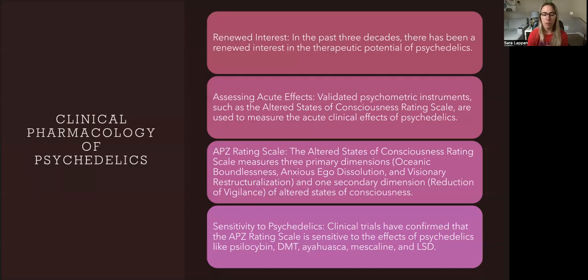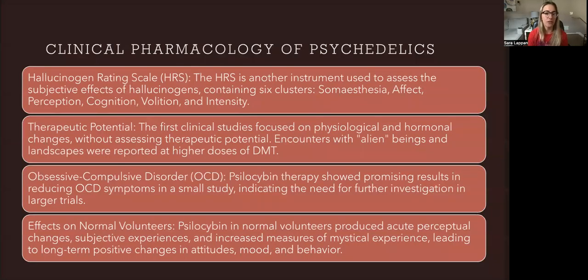There are also studies that have shown that the Altered States of Consciousness Rating Scale is sensitive to the effects of psychedelics like psilocybin, DMT, ayahuasca, mescaline, and LSD. So that can be applied to several different psychedelics. Okay, so some more. The Hallucinogen Rating Scale is an instrument used to assess the subjective effects of hallucinogens containing six clusters: somesthesia, affect, perception, cognition, volition, and intensity. So these are meant to see, what is your affect? What is your perception? What's going on with cognition? So just giving you some tools in terms of what is being used to measure some of these states.